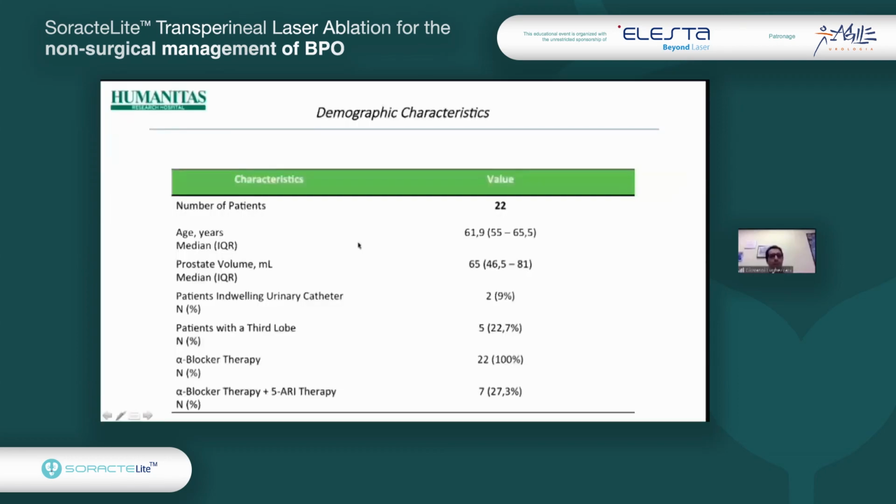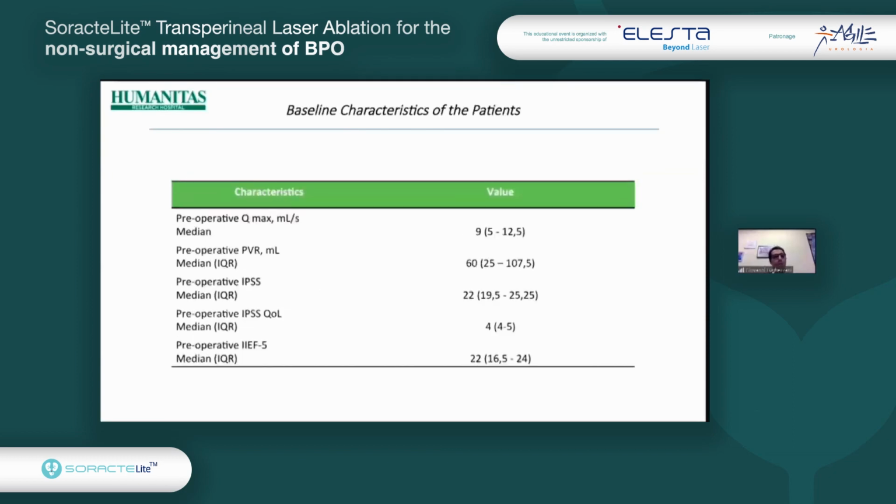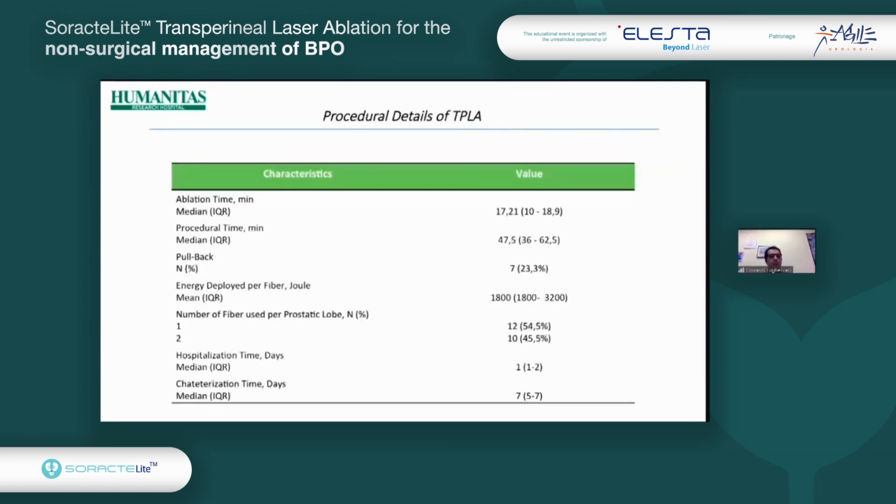So, going to the data, these are the demographic characteristics. We can see that the prostate volume of our population was not that small, and that 5 of these patients had a third lobe. All of these patients were receiving pharmacologic treatment. And these were the characteristics before surgery. They were all patients with a very high IPSS and a compromised quality of life.